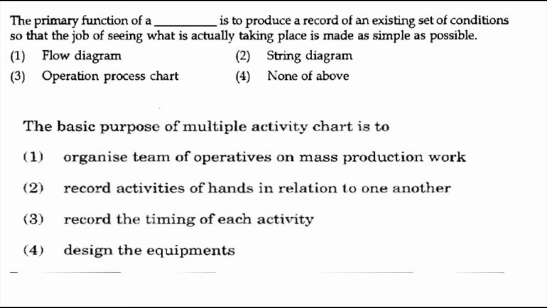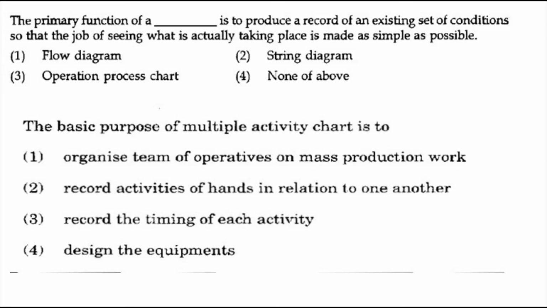So here in the string diagram, one can get a simple view of what is actually happening in that particular plant, and that too with the existing set of conditions. So the correct answer is the string diagram. Flow diagram will show the flow of material or the worker. Operation process chart will show the operation process or the sequence of the operations. But string diagram will show what is actually happening at the base level. So option 2 is the correct option. That is the string diagram.